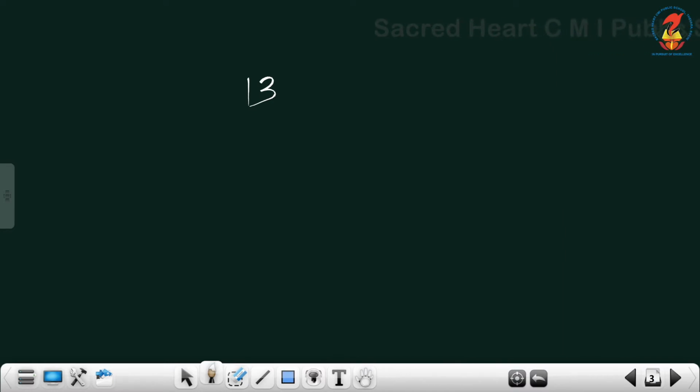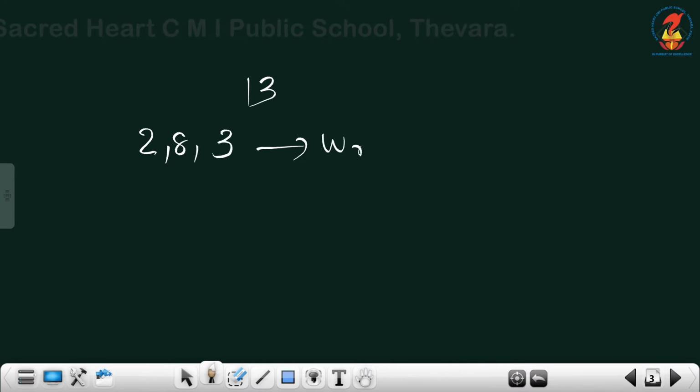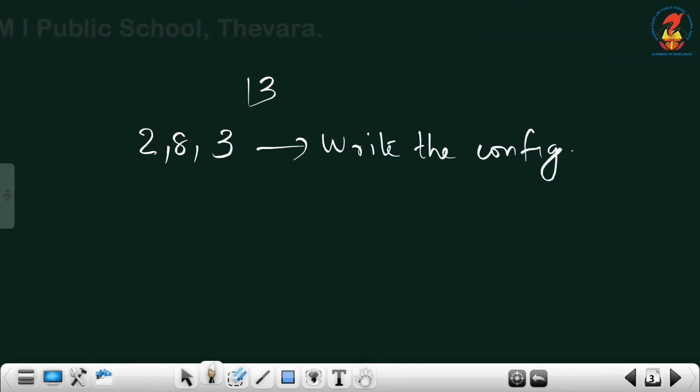Okay. For that, first you have to write the electronic configuration. The first thing is write the electronic configuration of the element. That is the first step.